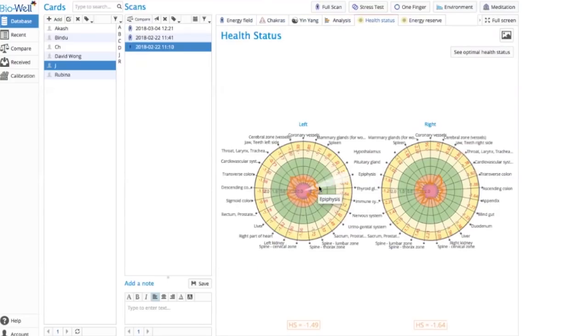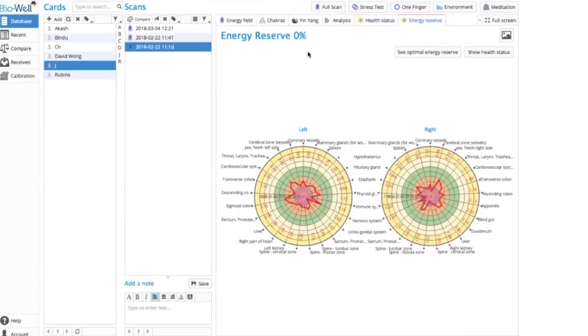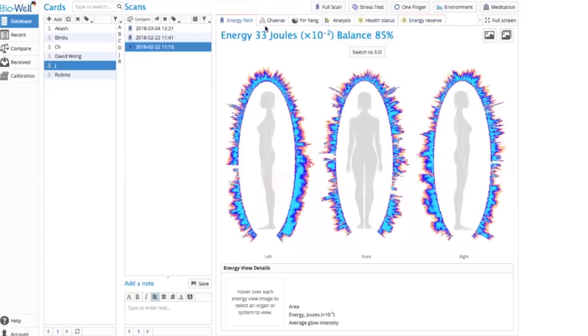But what's alarming is her health status is very weak. You can see that almost all her organs are in the orange area for the left and the right. So that's something that you should work on. And even more alarming is her energy reserve at 0%. She confirmed all these things, saying that's exactly what she's feeling. But now we can show it on a report and show exactly what needs to be worked on and addressed.